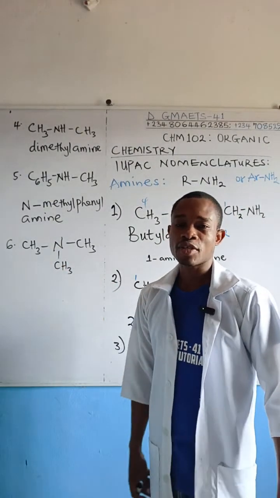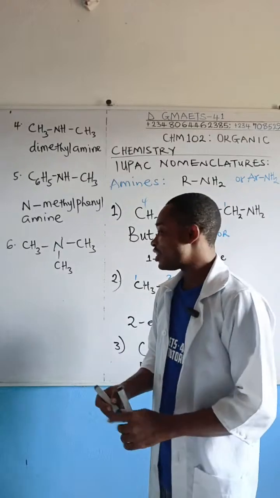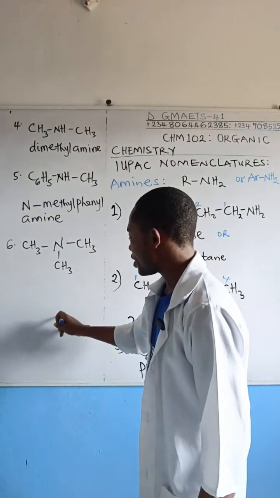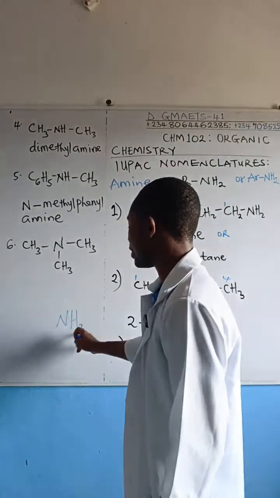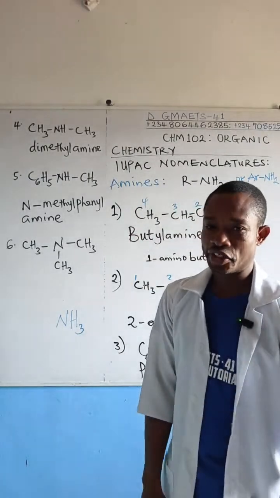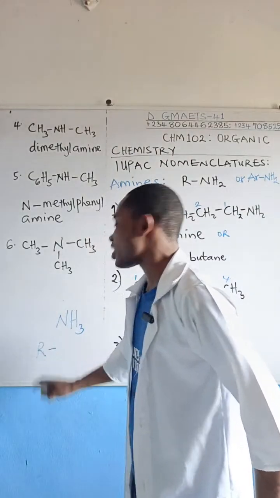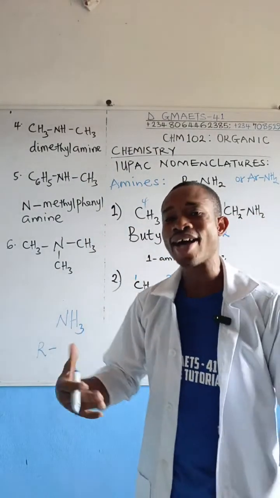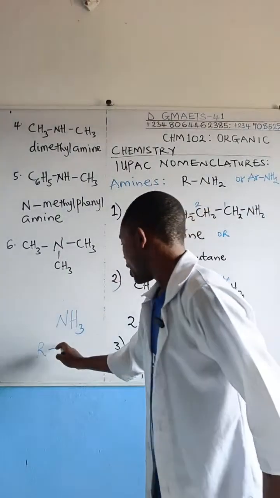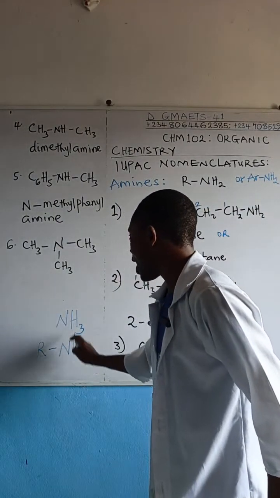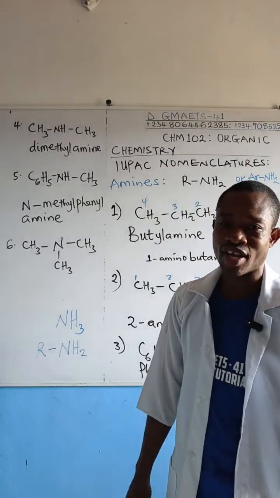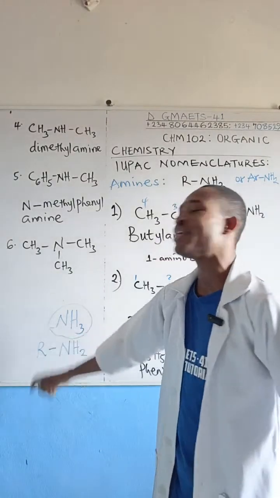All the hydrogens have been replaced. Let me even tell you something. Remember, there was a time I made reference to ammonia, NH3. And you remember that to get an amine, an alkyl will come in or an aryl will come in, replacing 1 hydrogen in the ammonia. This is actually how amines are formed.